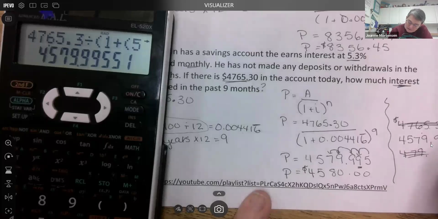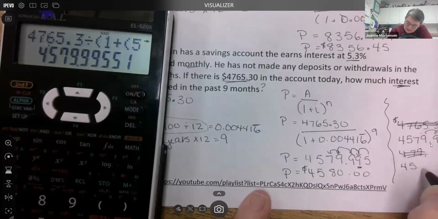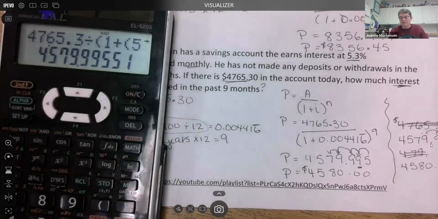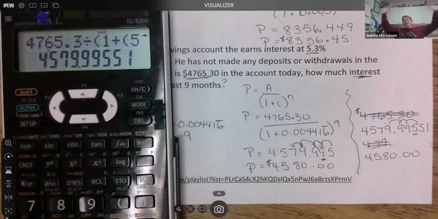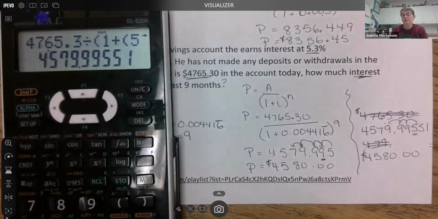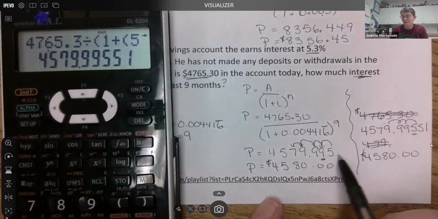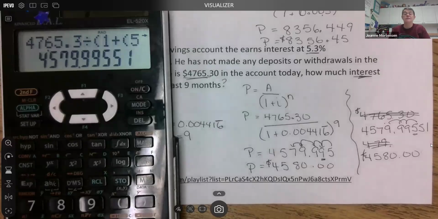All right, here we go again. 4580.00. So being all fancy and carrying all the decimal places and not doing any rounding, I got exactly the same answer. So cool. I wonder how many decimals we'd have to go down before we actually found a difference between them.